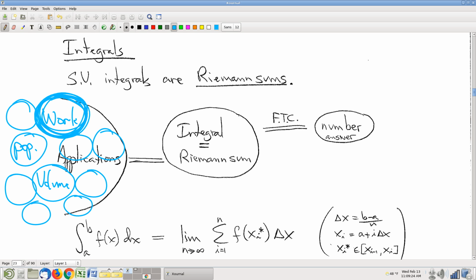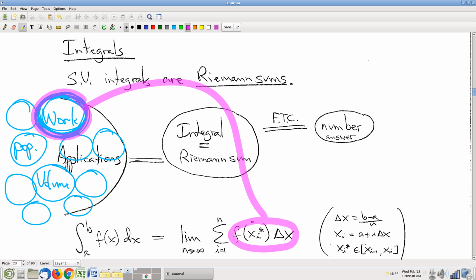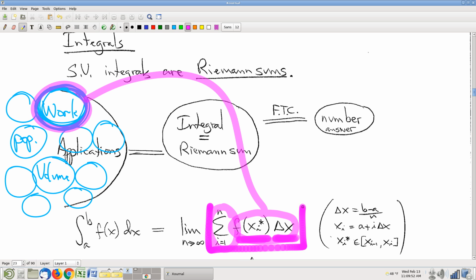So the way that you address a work application, let me just go ahead and get into highlighter mode. The way you address a work application is you argue that, look, as you pull the chain up, little pieces of work are force times distance, and then you've got to add that up over all the little incremental bits of progress that you make as you pull the chain up. This summation, with a finite number of tugs, will have a certain amount of round-off error, and so you take the limit in order to make sure that it computes correctly.